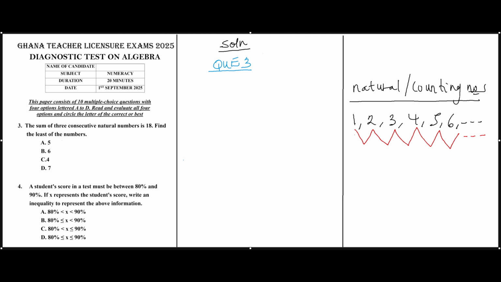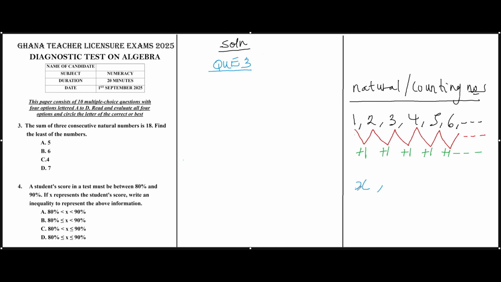The answer is yes. We see that from the first natural number to get to the next natural number, there is an addition of 1. From 2 to get to 3, there is an addition of 1. From 3 to 4, addition of 1. From 4 to 5, addition of 1. From 5 to 6, addition of 1, in that order. So now this time, let's say I have my first natural number as x. How do I write my second natural number in terms of x?